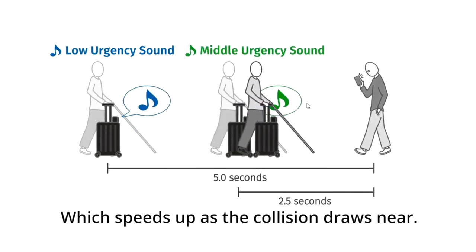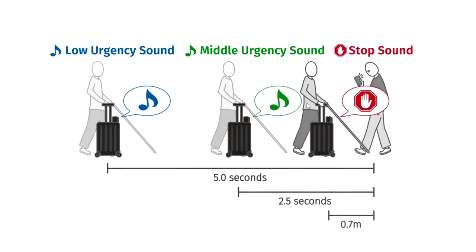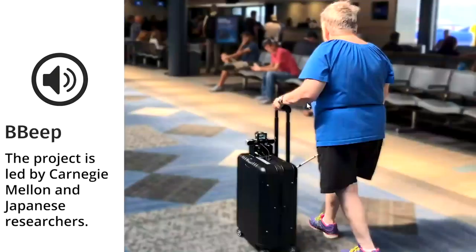So it gives feedback based on the distance between the traveler and the obstacle in front of you. At different distances, they have different levels of warnings until you stop at a certain point.